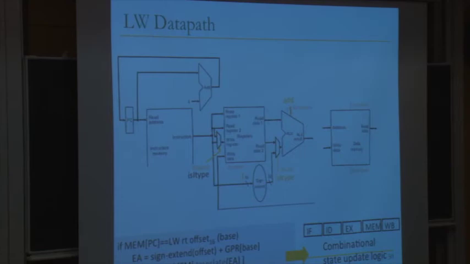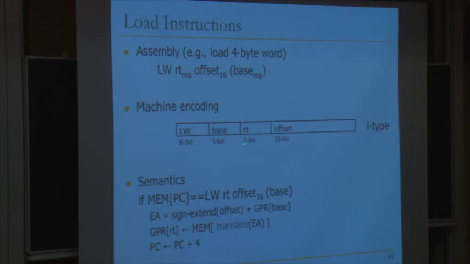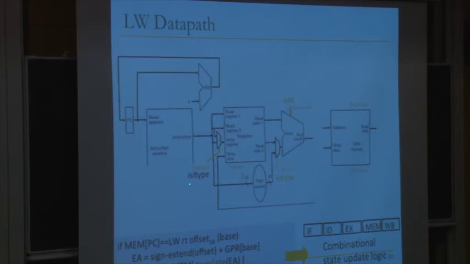OK. So what should the data path for this look like? Now the data path is becoming a little bit more complicated. This is how you execute a load. Well, load's destination is RT, this is an I-type instruction, right? So load is I-type, so the destination register is selected accordingly. But we need to compute the memory address. To compute the memory address, the ALU needs to add the base register, which we can still read, to the sign extended offset, which, because it's an I-type instruction, is selected by the bottom input of this mux.